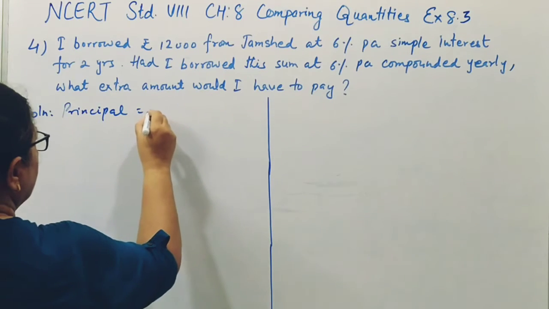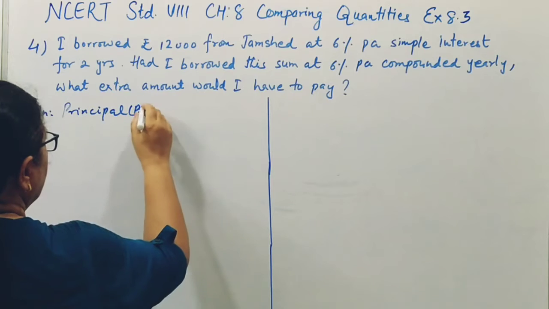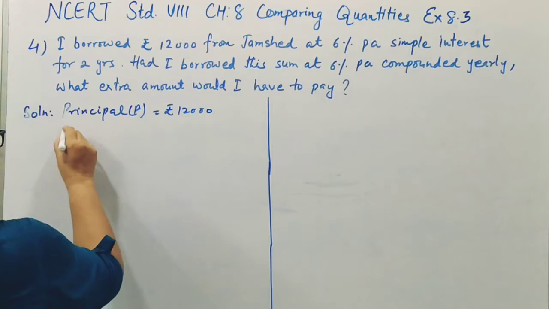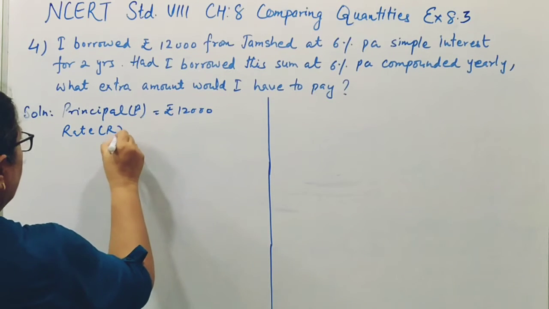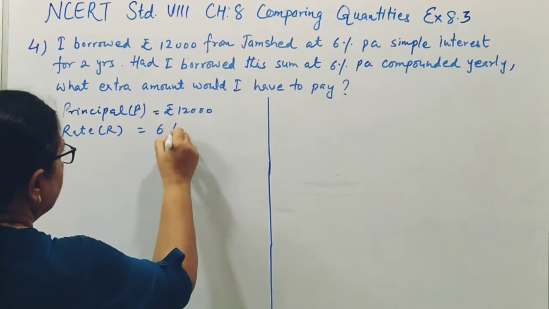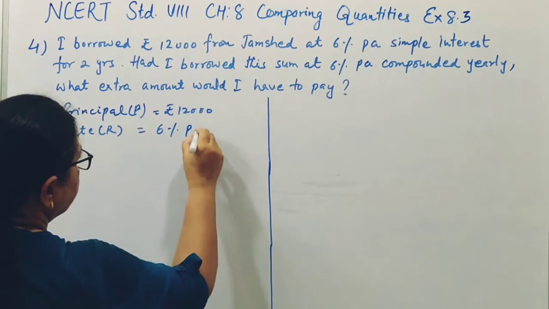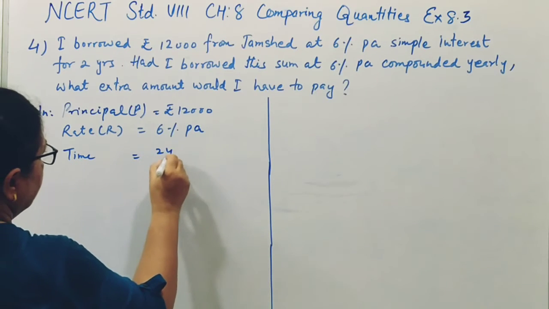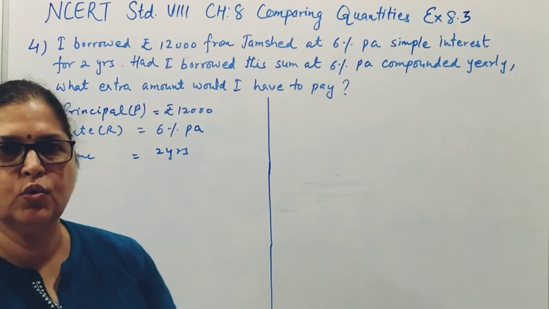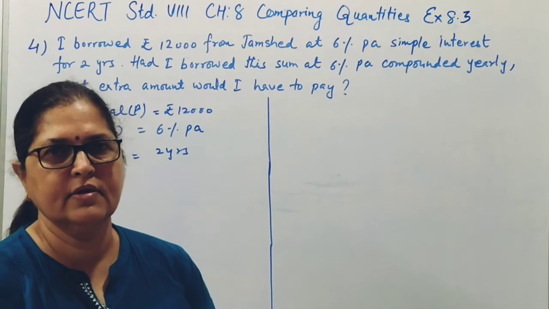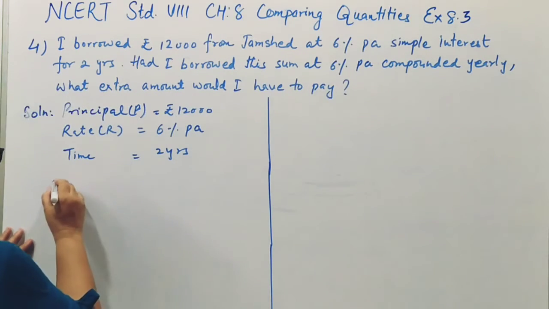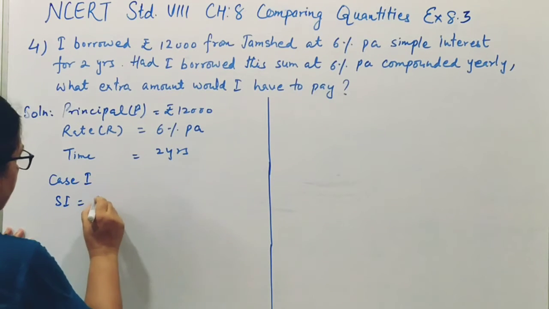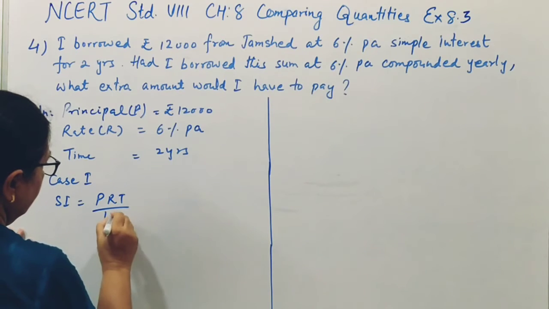Principal, rupees 12,000. Rate, 6% per annum. Time, 2 years. There are two cases. One is simple interest, another is compound interest. So case 1, simple interest, that is PRT upon 100.